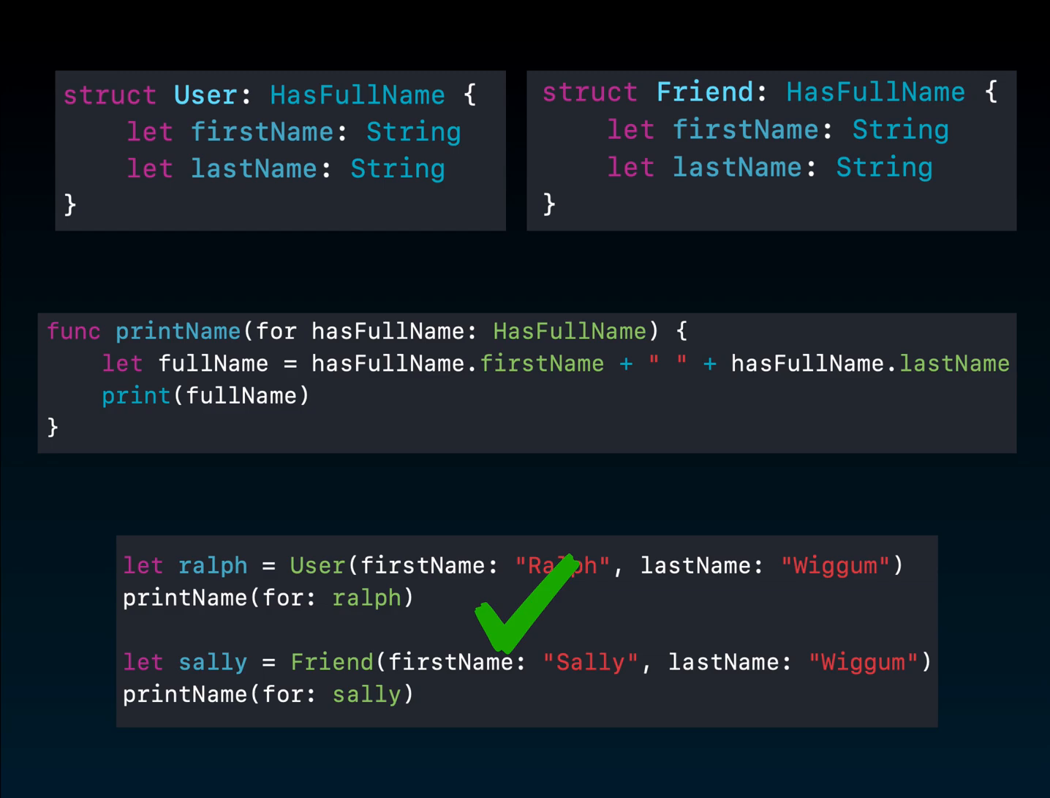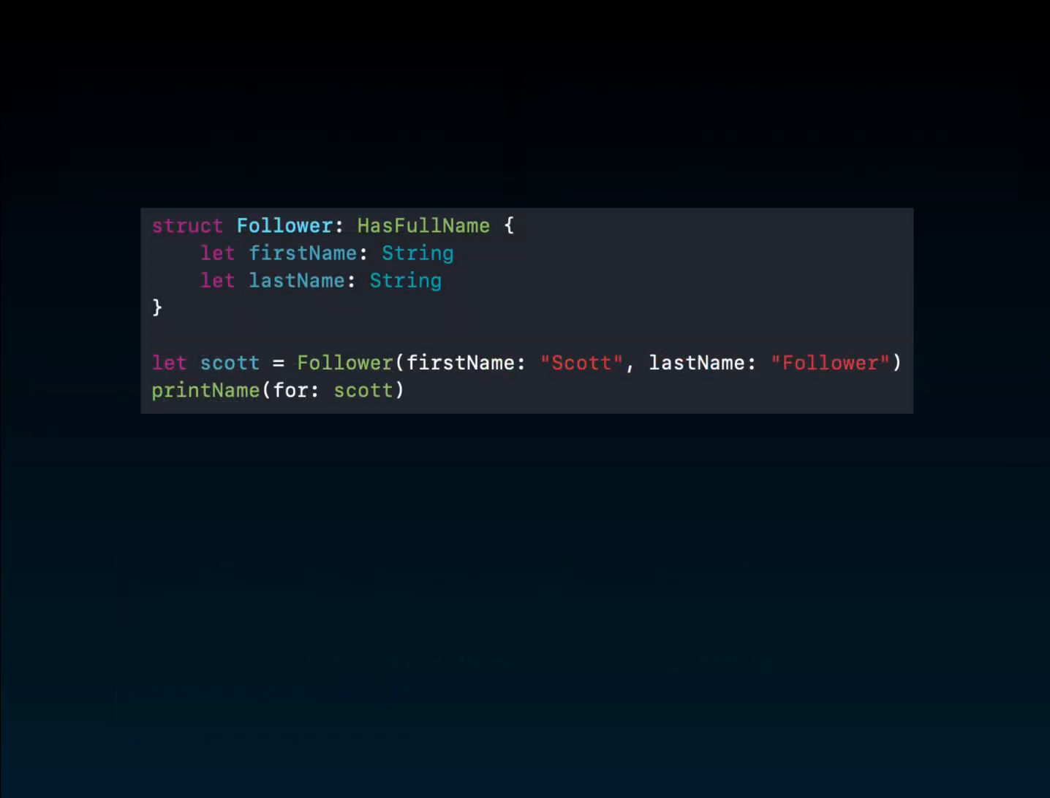It's a lot better. What it also allows for is, what if in the future we want to make a new object? We can have that new object that needs to use the print name function adopt the HasFullName protocol as well, and then boom, it can use that print name function right away. So protocols are a really great way to help you simplify your code, to make your code more shareable, and to reduce the amount of code that you're repeating.